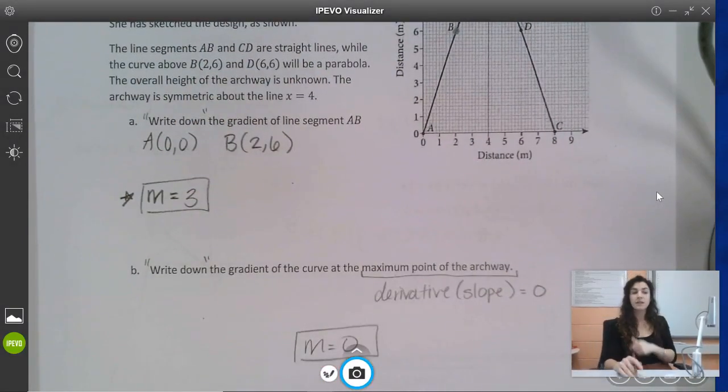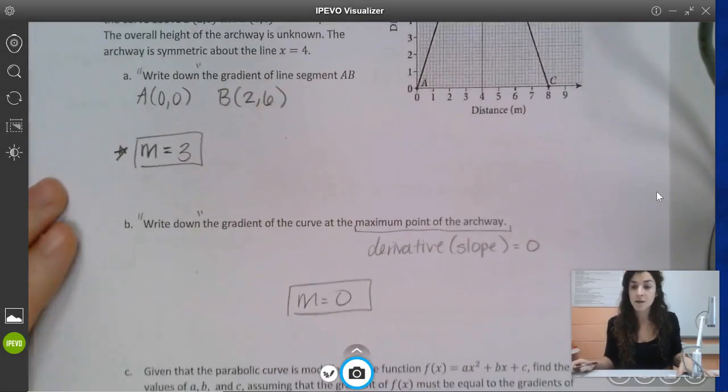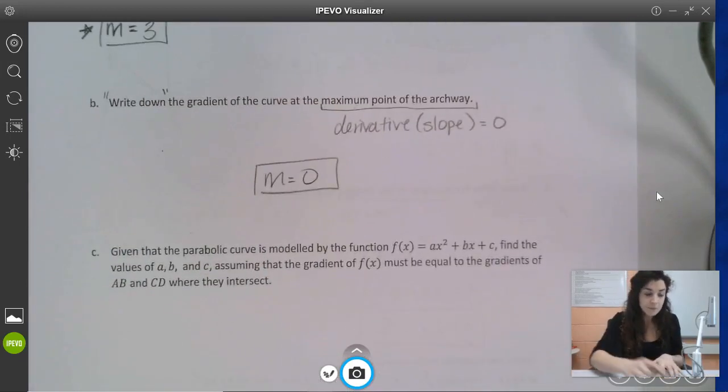Notice that write down problems are quick. Those should be an indication to you in a test that this should be a pretty simple answer. This should be a pretty simple process. And if it's not, then I'm overthinking it.